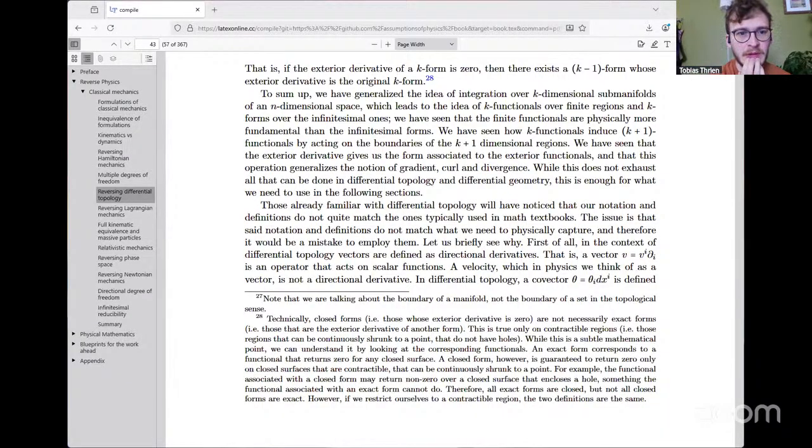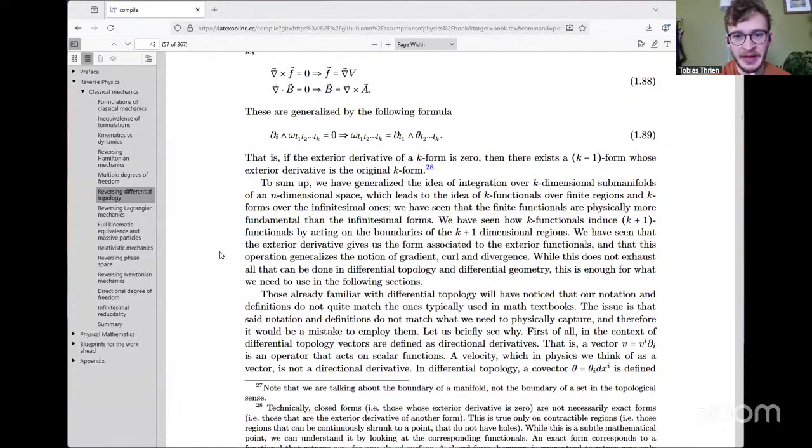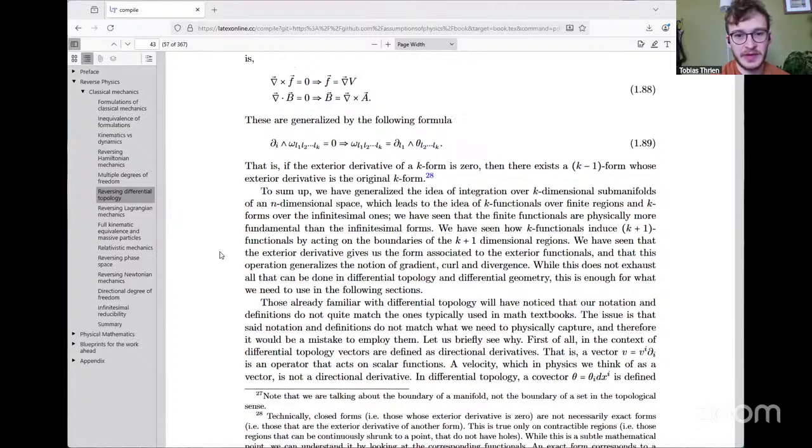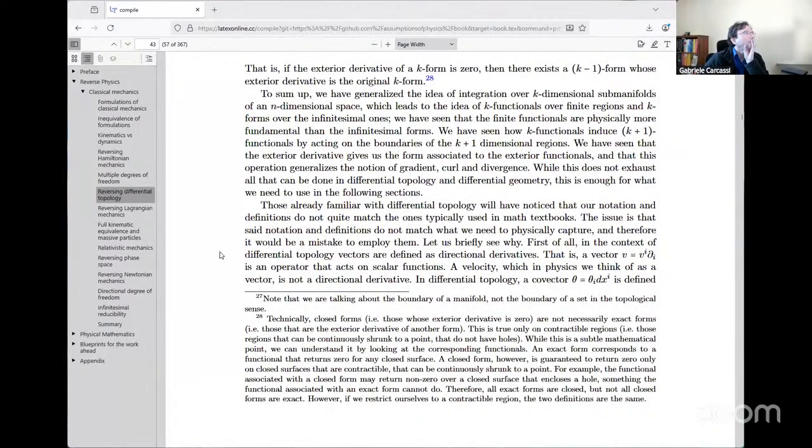Okay. To sum up, we have generalized the idea of integration over k-dimensional submanifolds of an n-dimensional space, which leads to the idea of k-functionals over finite regions and k-forms over the infinitesimal ones. We have seen that the finite functionals... Wait a second. Did I... Oh, no, sorry. Go ahead.